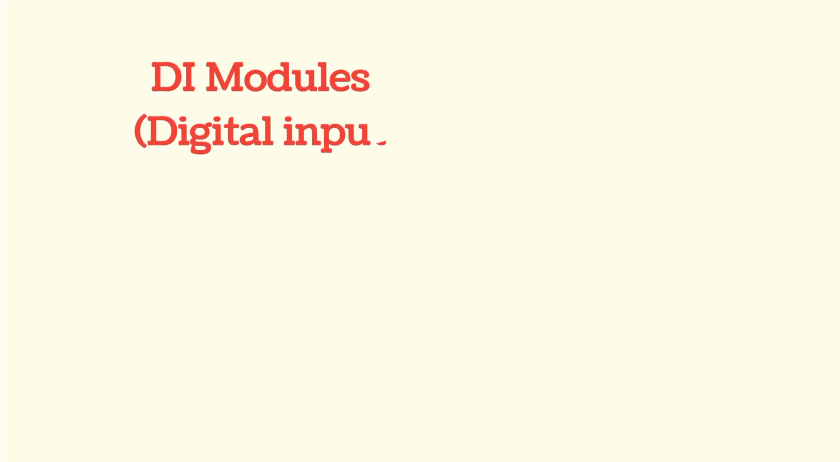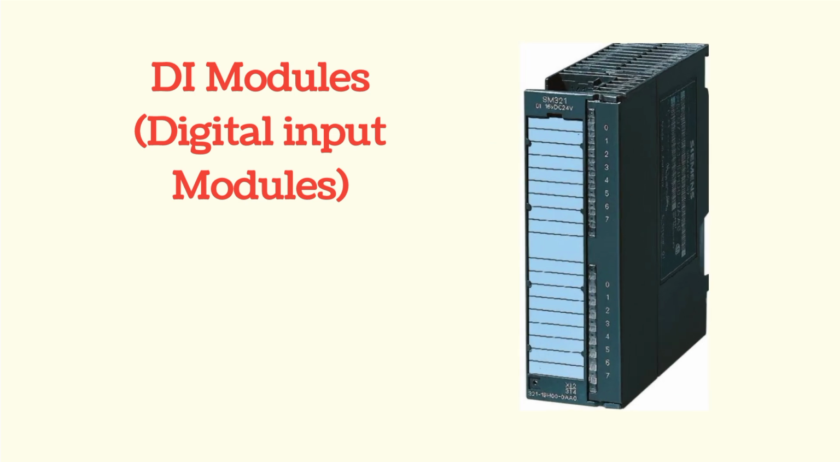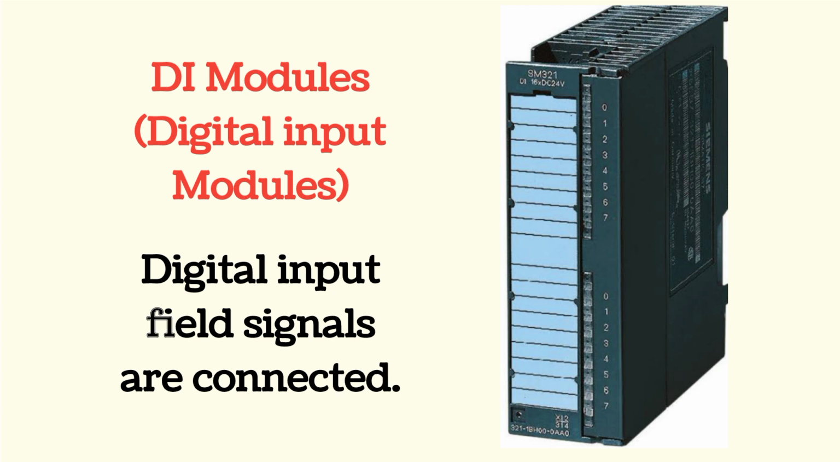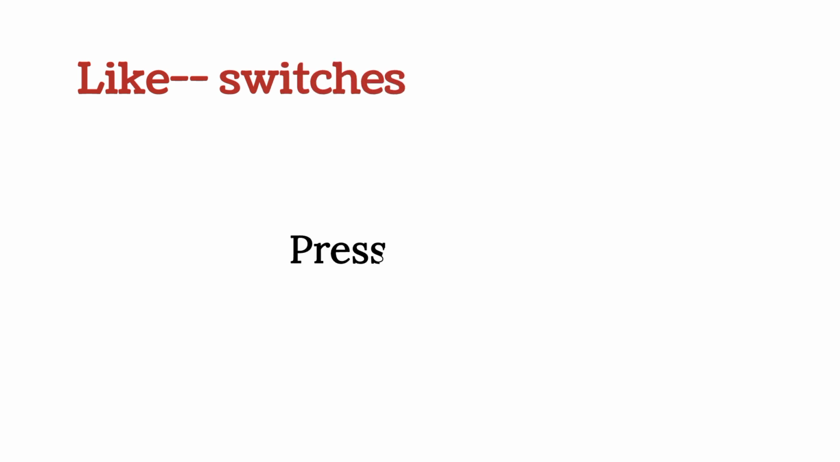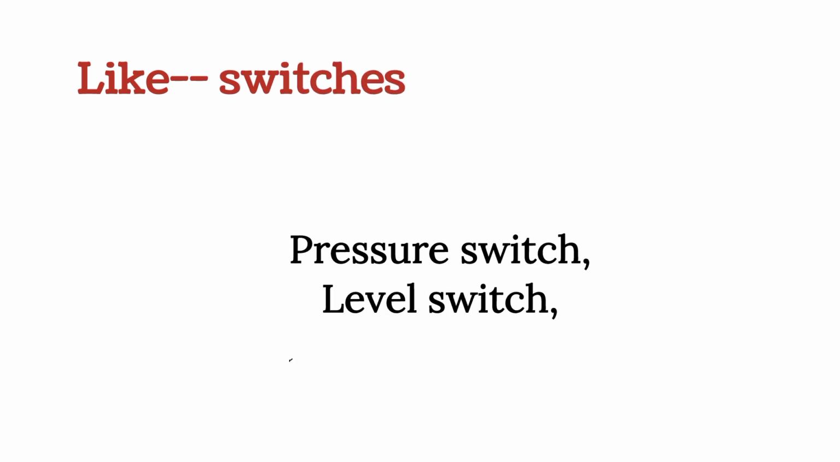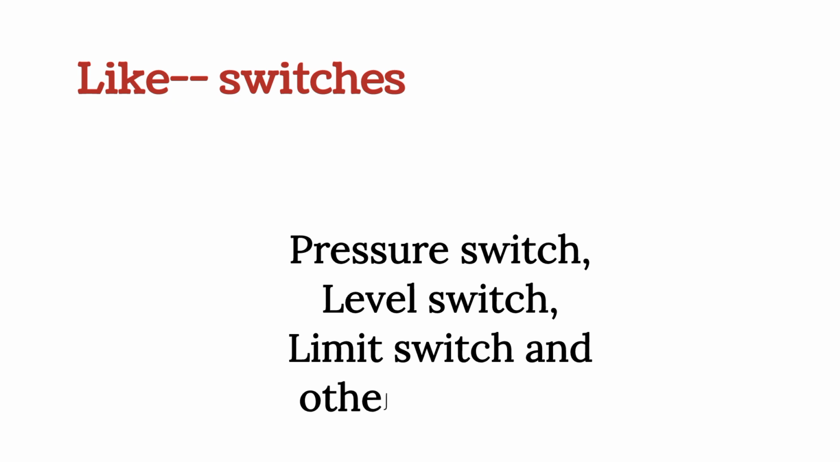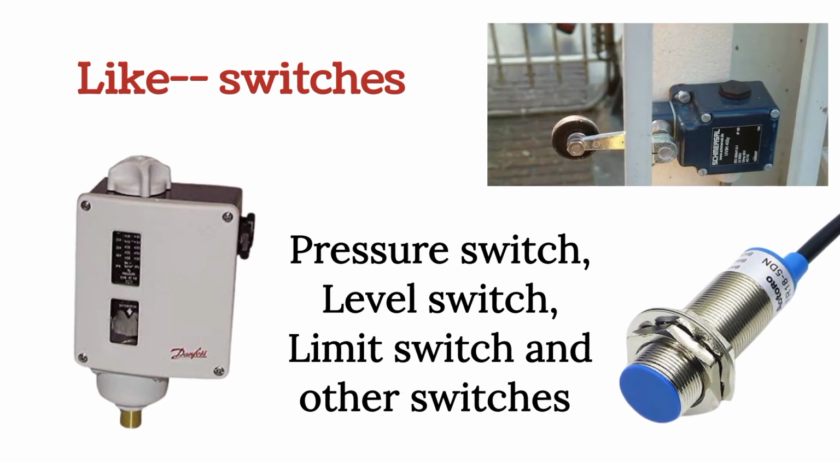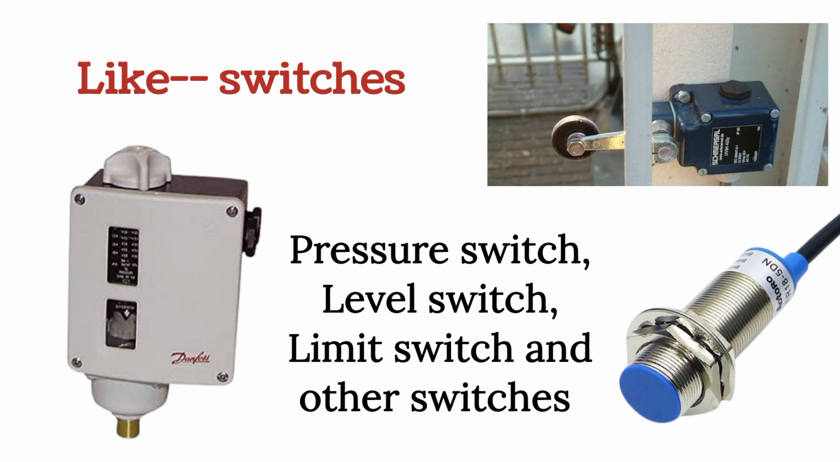The second one is DI module and is also known as digital input module. In DI modules, digital input field signals are connected. Examples of DI signals are switches signals, pressure switch, level switch, limit switch, and other switches are examples of digital input signals. These signals are connected in DI modules.